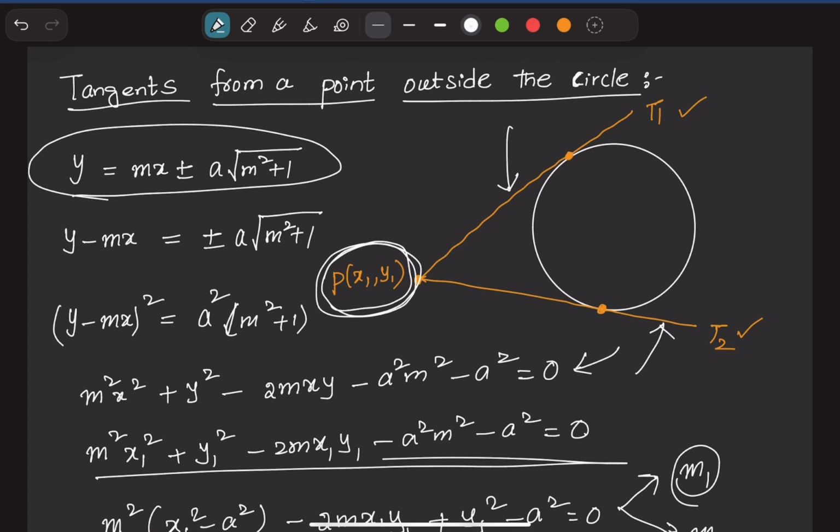So you don't even have to substitute here. You'll get the slopes, m1 and m2. So you have a slope and you have a point, so you can easily use point slope form to get the equations. So let us solve a problem.